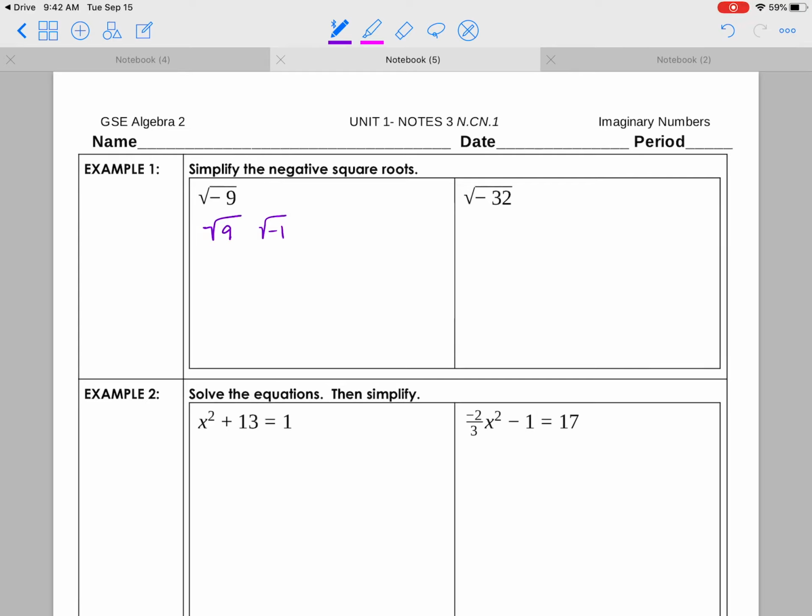Now, you don't always have to divide it up. You know that the negative should come out as an i. So the square root of 9 is 3, the square root of -1 is i, so that just gives me 3i.